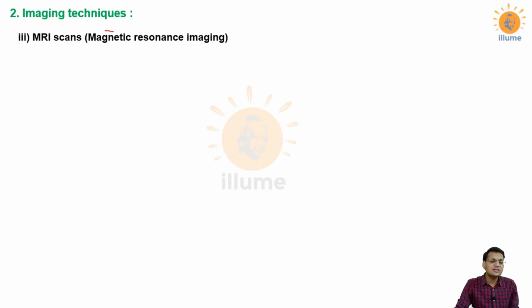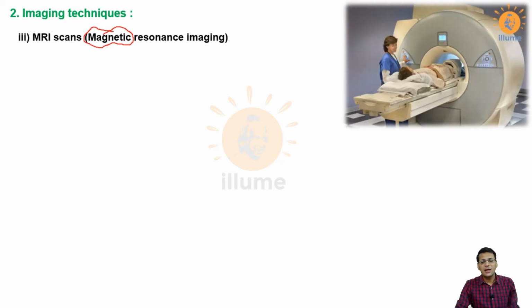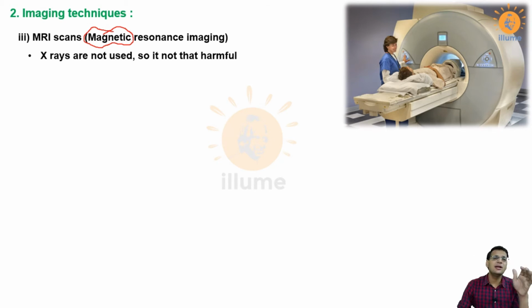Next is the MRI scan, magnetic resonance imaging. As the name suggests, it uses a strong magnetic field for producing images. This is an MRI machine, and the biggest advantage of MRI is that no x-rays are used. We studied in the last video on carcinogens that x-ray is itself a carcinogen and can produce cancers. So using x-rays for imaging is a bit harmful, and that's why MRIs are better than CT scans, because MRIs don't use x-rays.